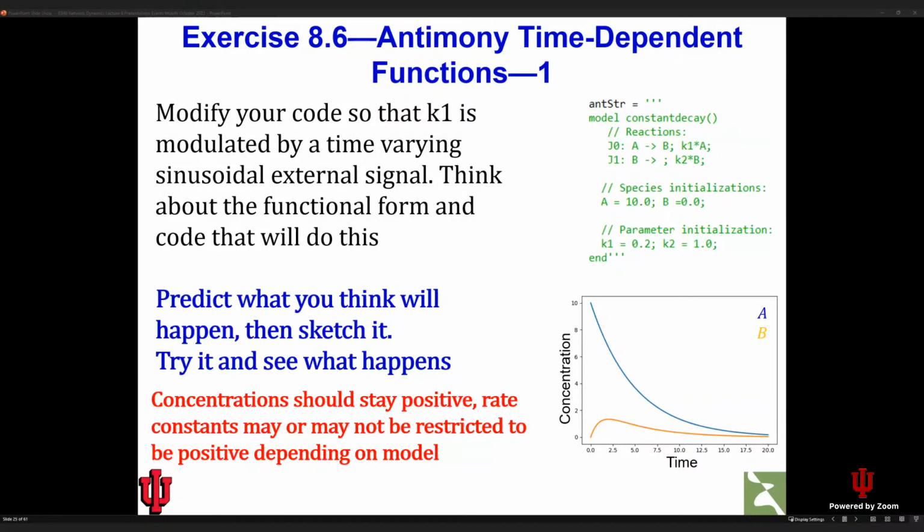I get negative concentrations of B. Yes, that can happen. If you want to show it, that can happen here, because if the rate constants go negative, it's not guaranteed that the values stay positive. Yeah, I think that makes sense.